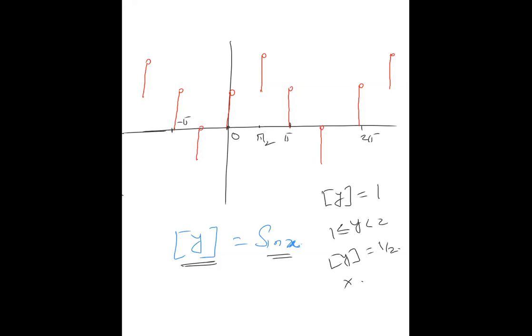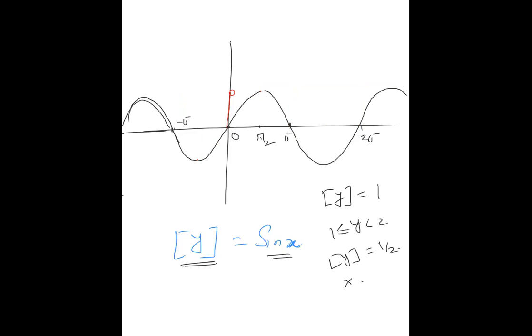See, first draw the graph of sine x. I have drawn the graph of sine x. Now, if we are drawing the graph of greatest integer y equal to sine x, there are two possibilities: sine x is an integer, and sine x is non-integer. If sine x is an integer, greatest integer y is equal to some integer: 1, 2, 0, -1, -2, and so on.